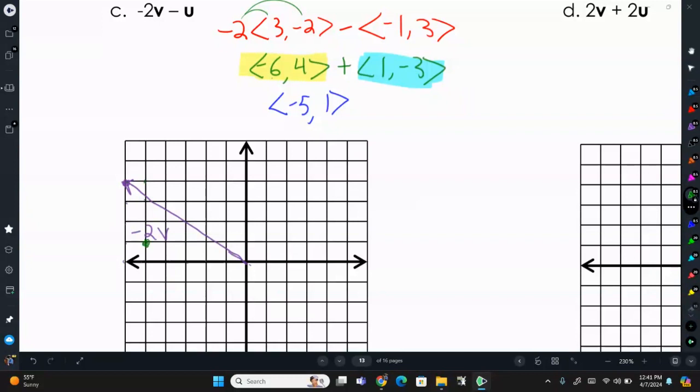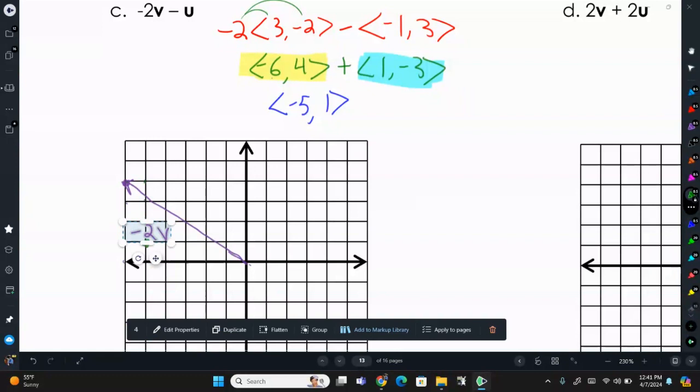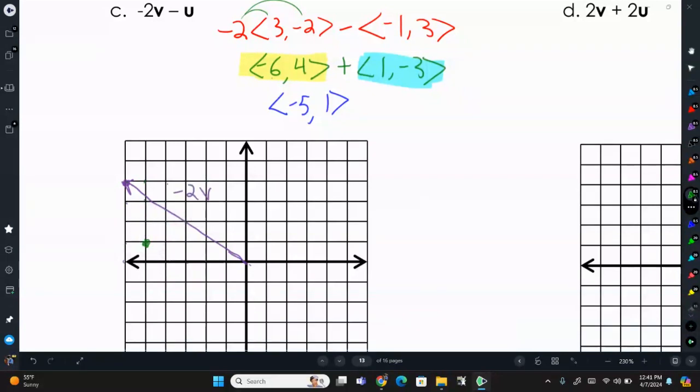Oh, it's right where I wrote that. Let me move that now. So it's going to go this direction. That is negative u. And then our resultant vector goes from the start here. That is negative 2v minus u. And again, negative 5 comma 1, that point lines up with it.